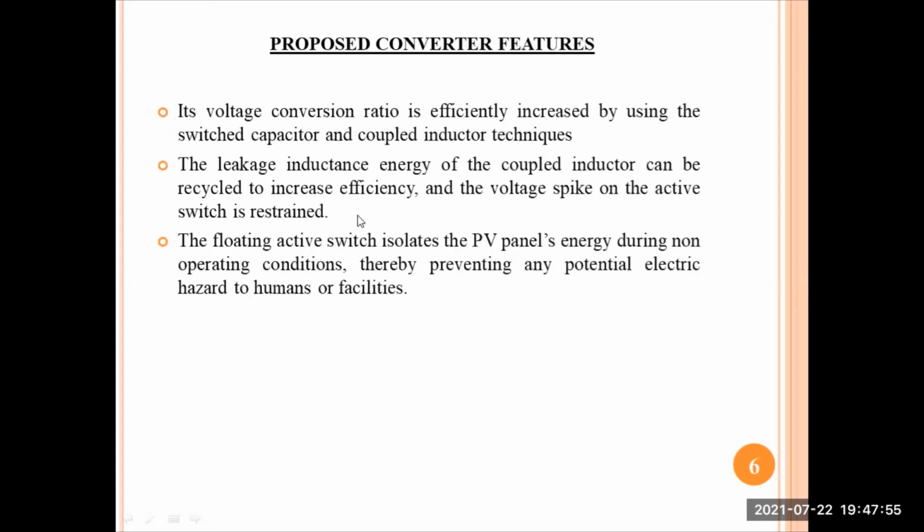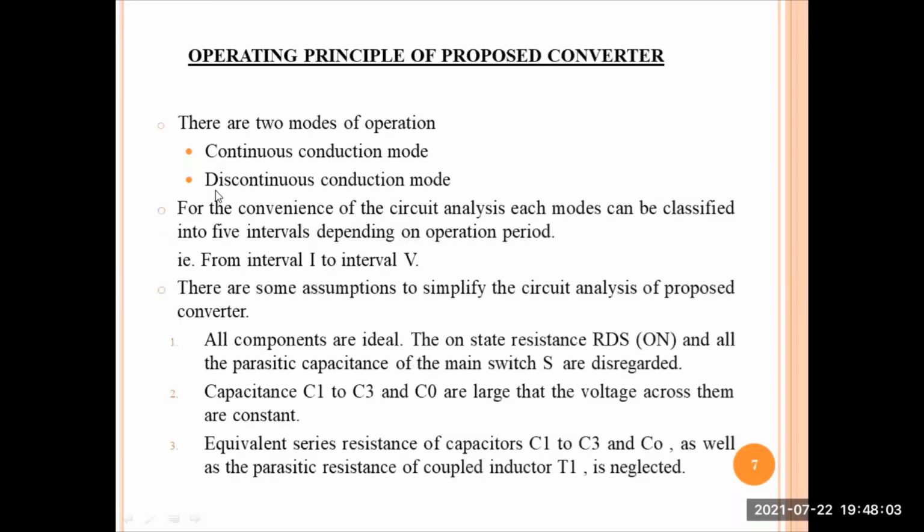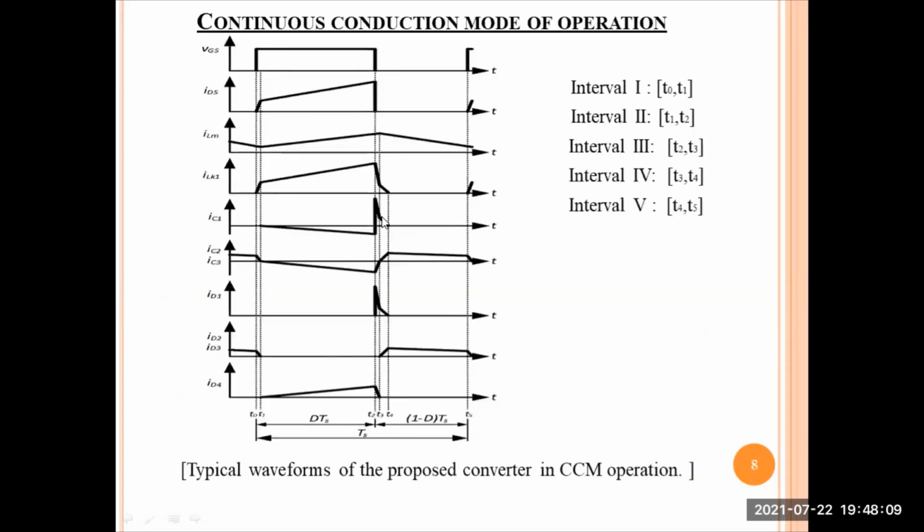Subscript and superscript should be used effectively. Then the proposed converter features: if you want, you can mention them with Roman numbering or bullets. Bullets are also okay. Then the operating principle, if you want, you can mention. Otherwise, you can explain it with the help of a circuit diagram.